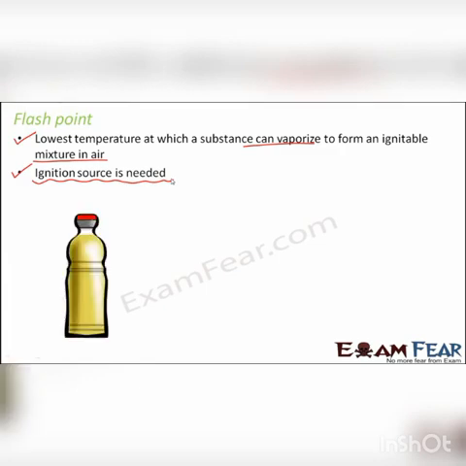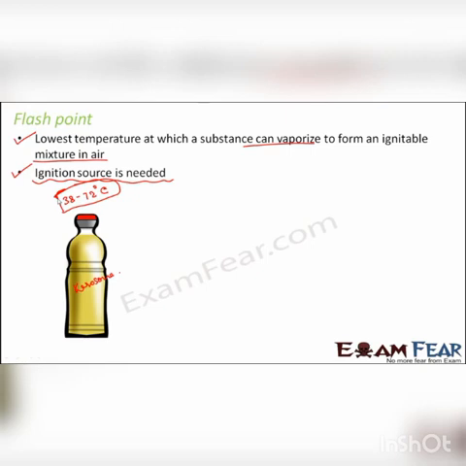So let us take this example. For example, if you think of kerosene. Kerosene is a combustible substance, right? If you talk about the flash point of kerosene, it is somewhere around 38 to 72 degrees Celsius. That is the flash point of kerosene. Now, what do we mean by flash point of kerosene?